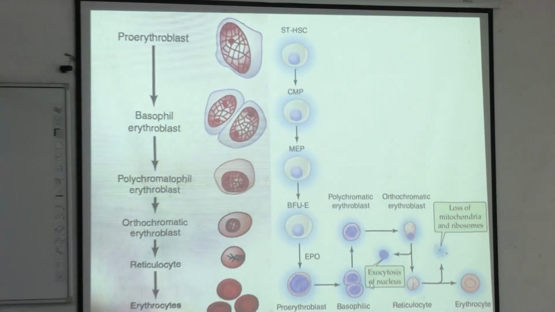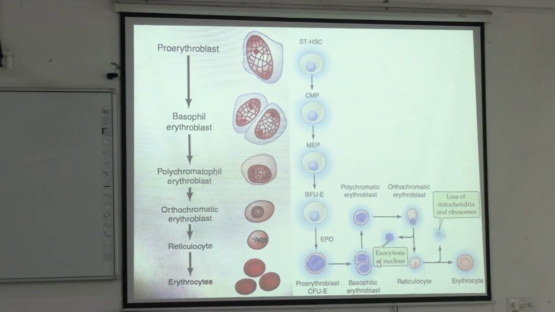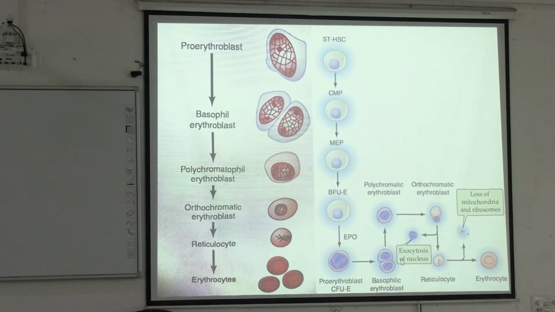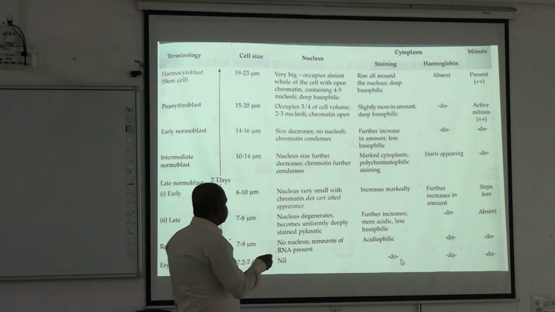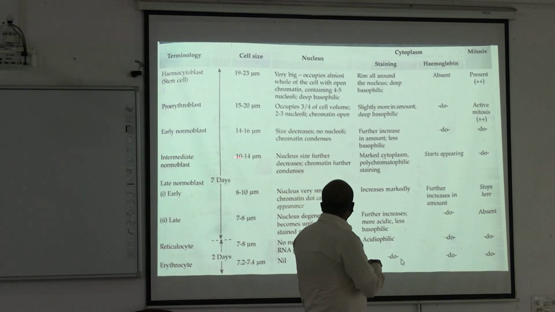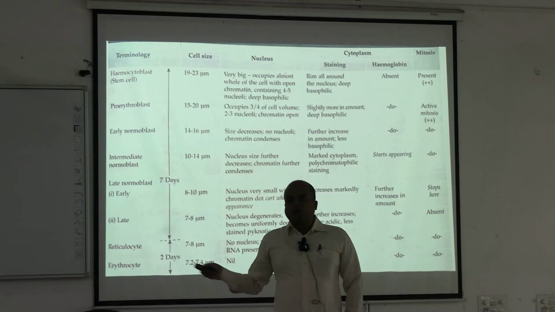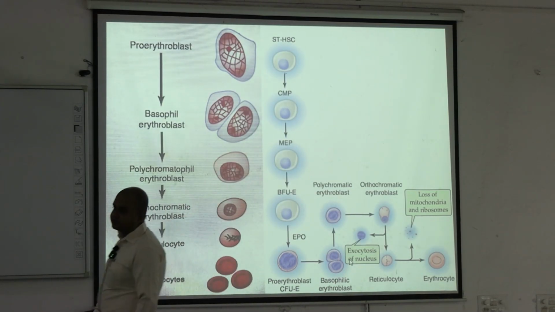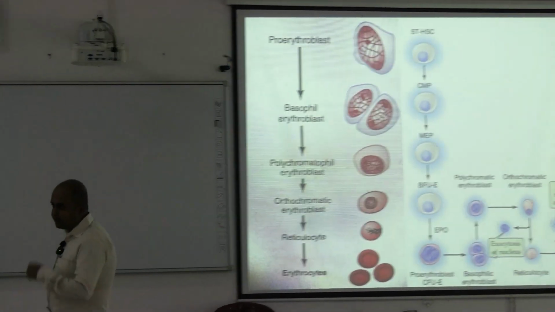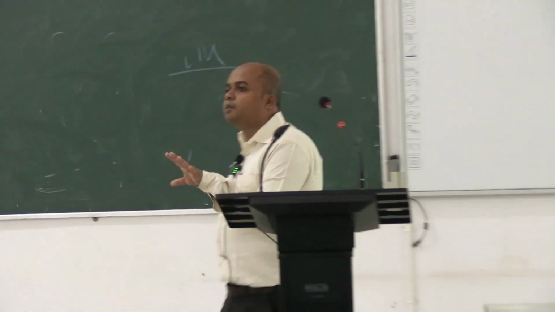Now, these are days of MCQs. At which stage is the nucleus lost? It is lost during the transformation from orthochromatic erythroblast to reticulocyte. At that stage, the nucleus is extruded, or exuded, from the cell. Hemoglobin starts appearing in the intermediate normoblast, which is the same as the basophilic erythroblast stage.